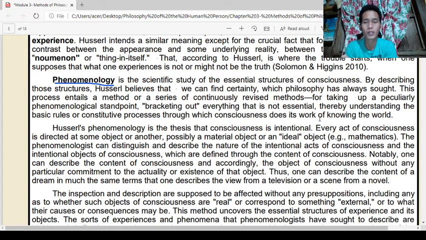So, in short, phenomenology is a scientific study, a method of philosophy that tries to study the structures of consciousness. It tries to understand a particular thing through evaluating human consciousness of that particular thing, diba? It is understanding the basic rules or constitutive process through which consciousness does its work of knowing the world.